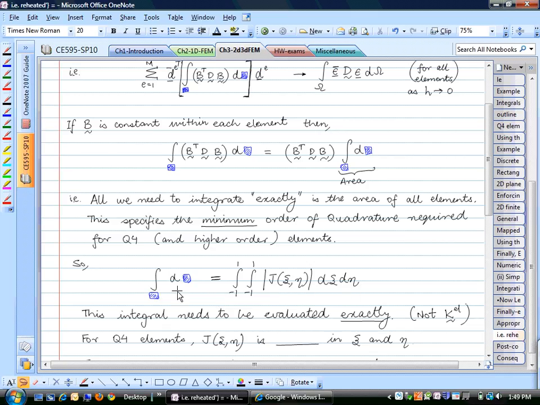This j is again coming from simple change of variables. Just like in one dimension we had dx, and when we changed that to dc, we had to multiply with j. We have to multiply with the change of length. The same thing is happening here. This change in area or change in domain is measured by this j, and this j is a matrix.